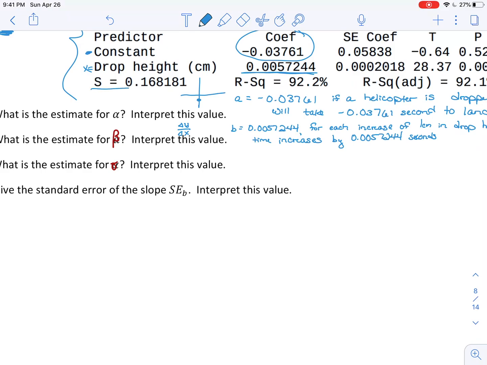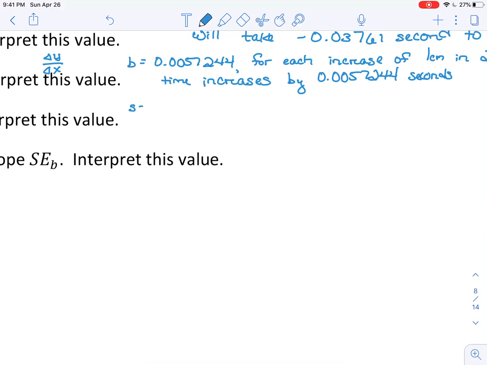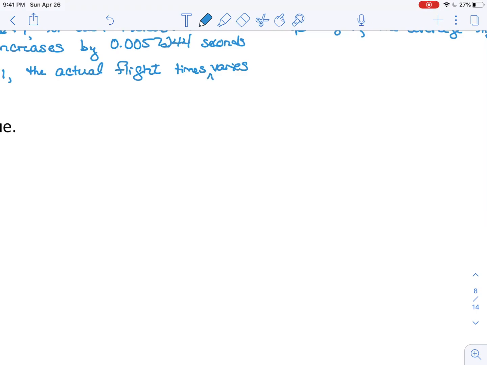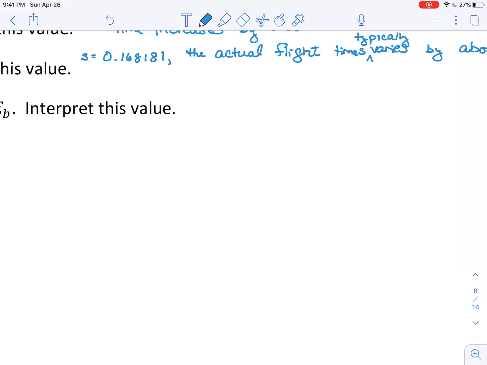I would like to estimate sigma. Now I don't know sigma, so we have to go with S. This is stated for us right here, the standard deviation of our residuals. So not the standard deviation of all the values given to us, but it was 0.168181. So I'm talking about the residuals. The actual flight times are not all the same, so they're varying. I should say typically varies by about 0.168181 seconds.